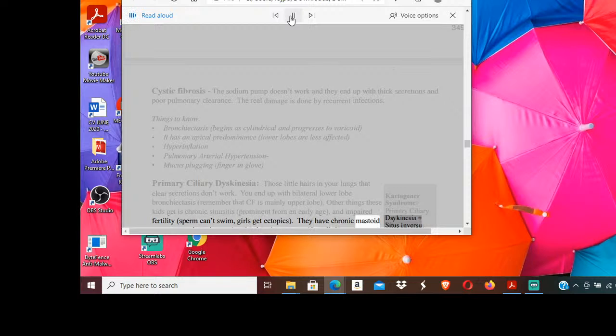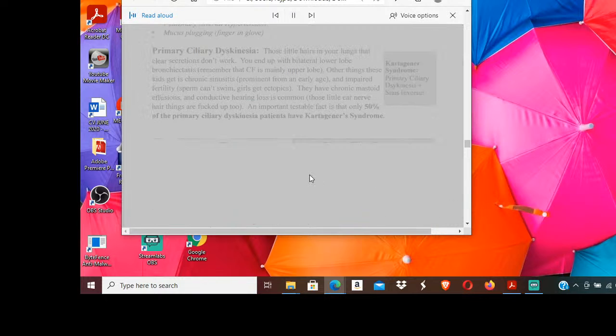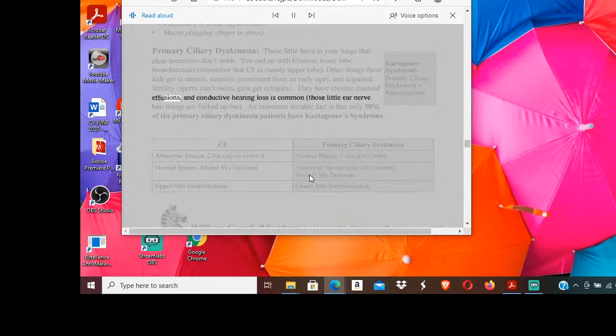They have chronic mastoiditis and conjunctivitis, and other ear, nose and hair problems. An important testable fact is that only 50% of the primary ciliary dyskinesia patients have Kartagener syndrome.